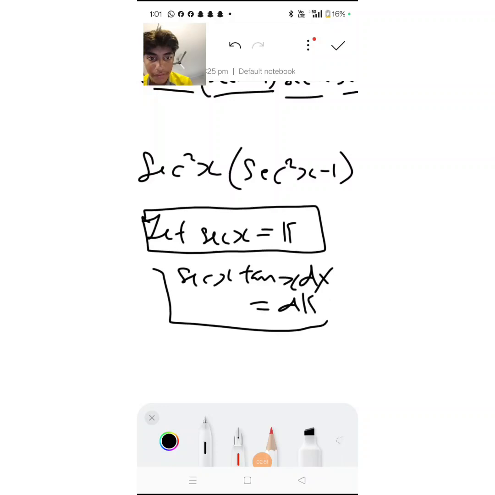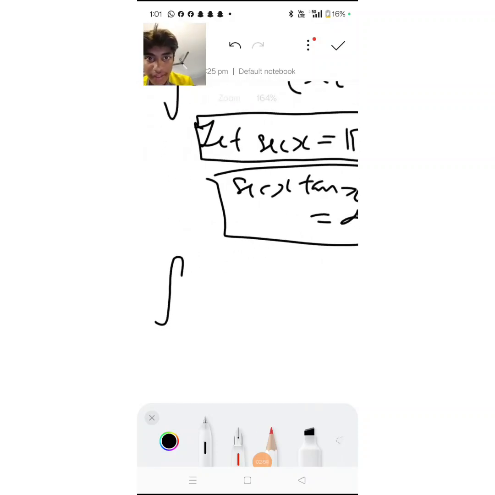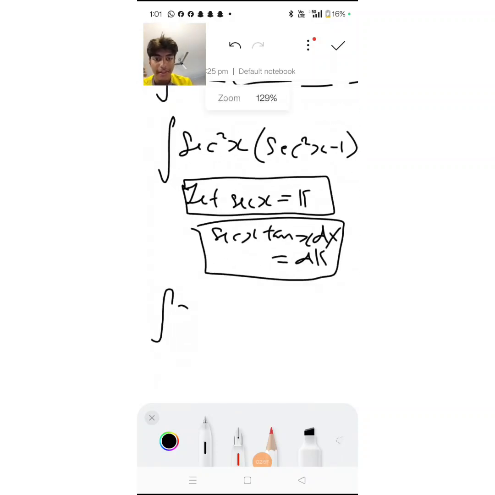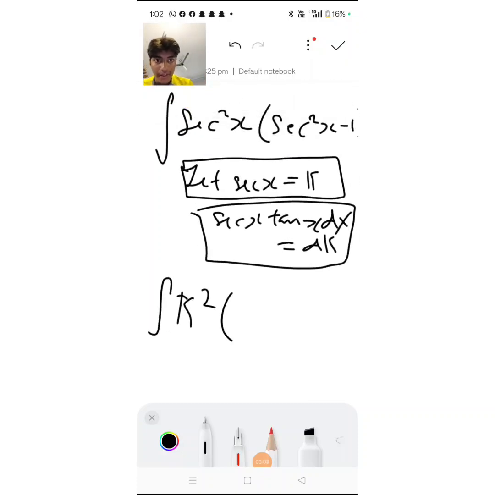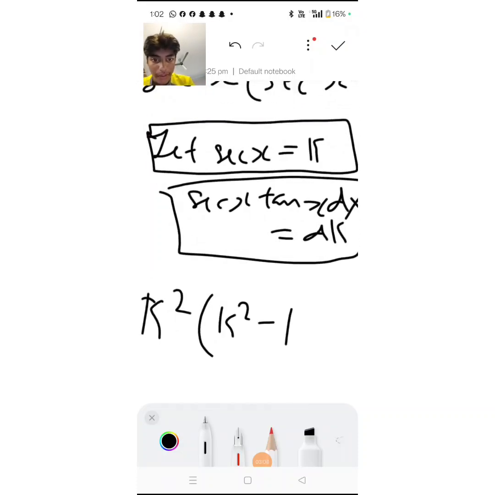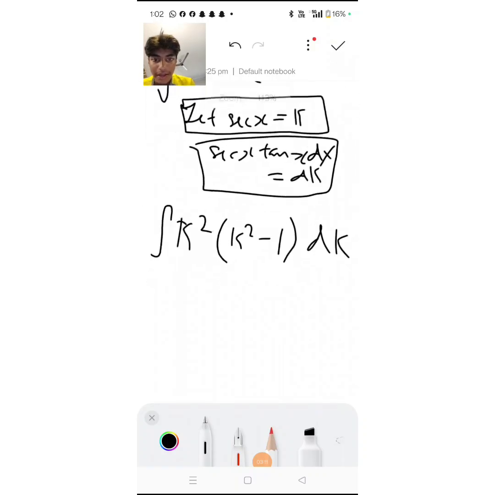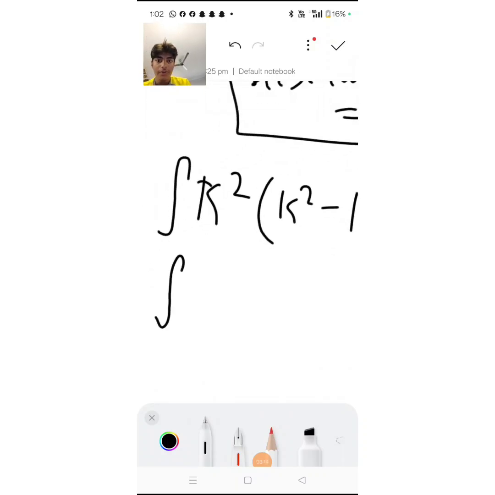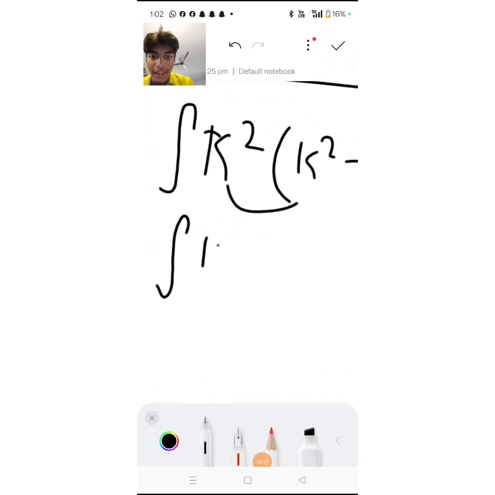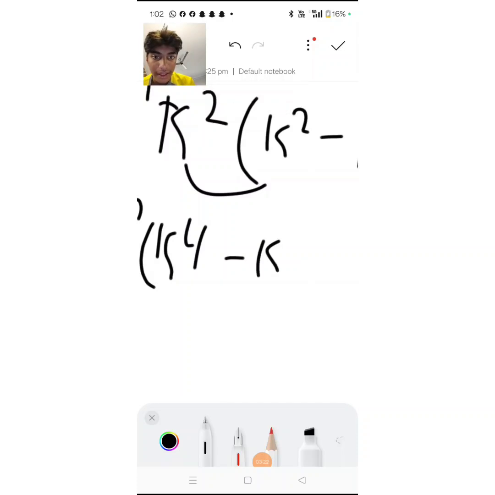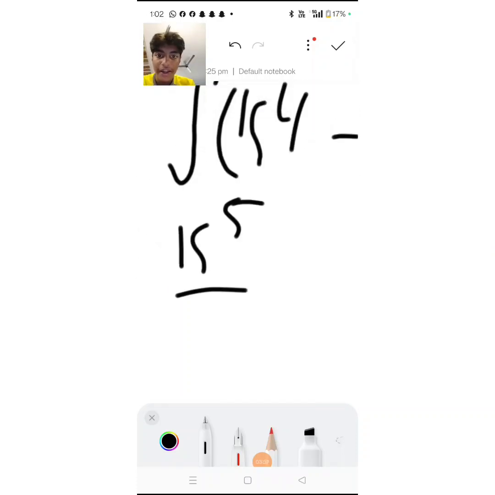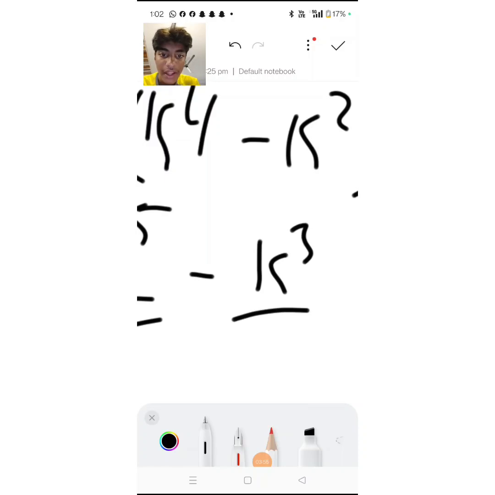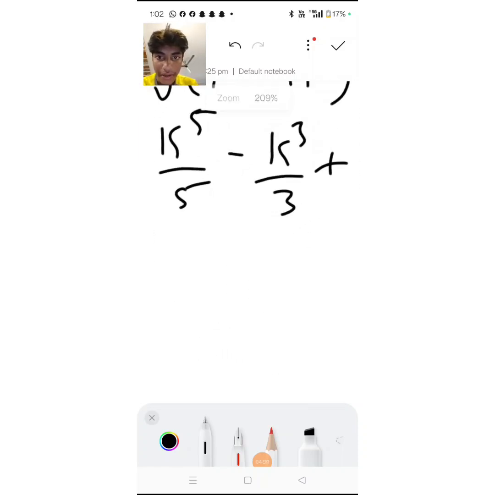So now it will just be the integral of sec square x, where we have kept sec x as k. So this is k square multiplied by sec square x minus 1, which is k square minus 1, dk. The integral of this: k square multiplied out becomes k to the power of 4 minus k square, dk. So we get k to the power of 5 divided by 5 minus k to the power of 3 divided by 3, plus c, would be our integral. And k we substituted as sec x.